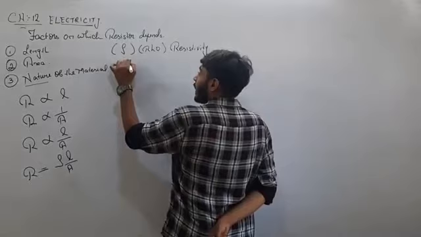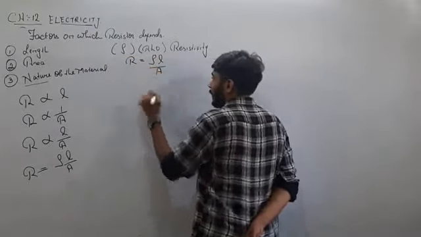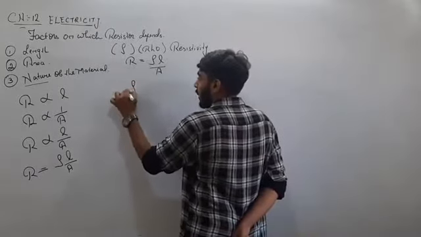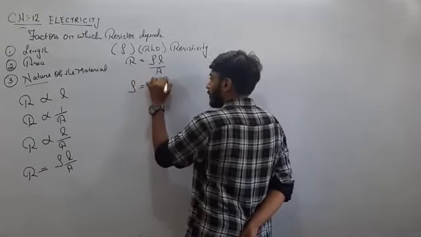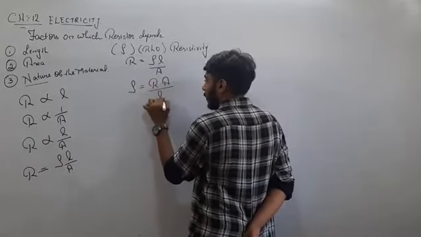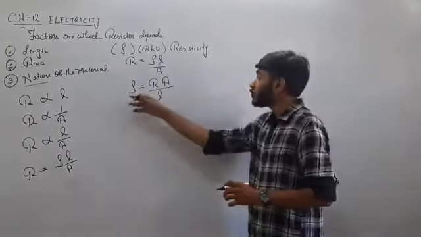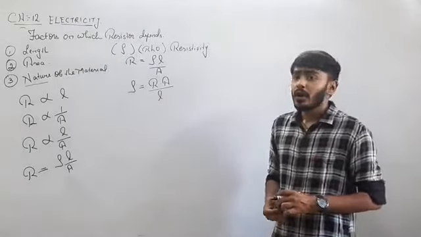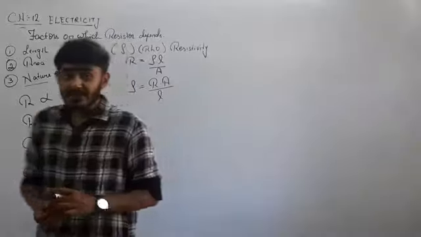So if we have R is equal to rho L upon A, then making rho the subject of the formula, A goes over here, and so that becomes R multiplied by A upon L. So rho is equal to RA upon L. Okay. I hope you are clear with this. Fine. This is the resistivity.